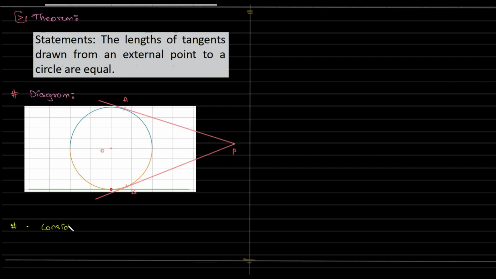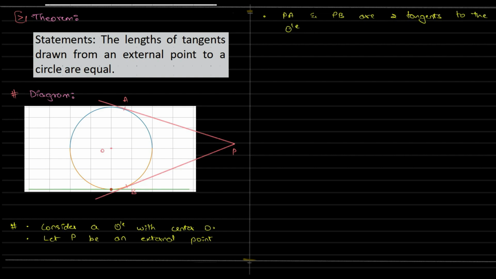describe the diagram. Consider a circle with center O. Let P be an external point. Then what else? PA and PB are 2 tangents to the circle.